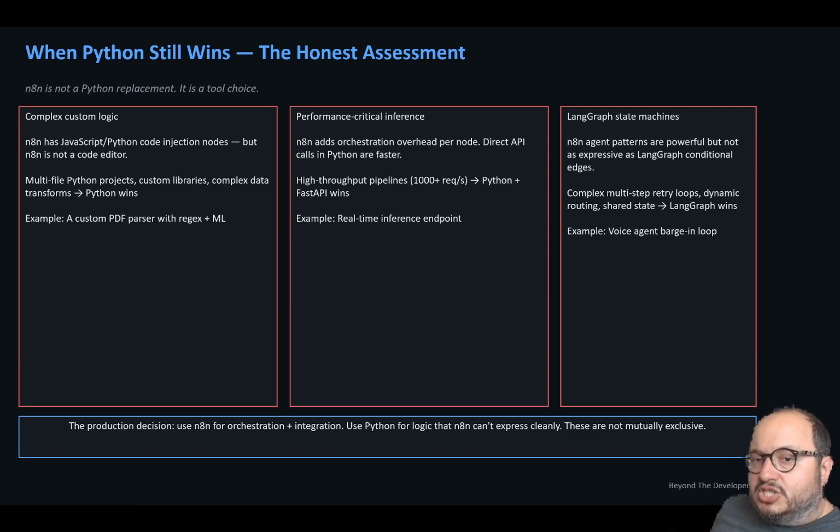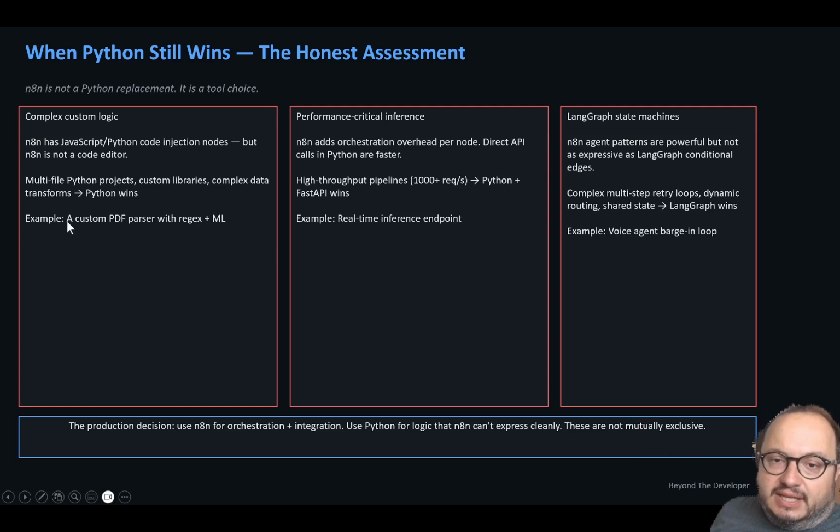n8n has code injection nodes. You can drop in a JavaScript or Python block anywhere in the workflow, but n8n is fundamentally a node-based orchestrator, not a code editor. If you are building something that requires custom data transforms, a proprietary parsing library, a complex regex pipeline, or multi-file Python modules, that lives in Python and gets called from n8n via the HTTP request node, or stays fully in Python. n8n is for orchestration around the code, not for replacing it.